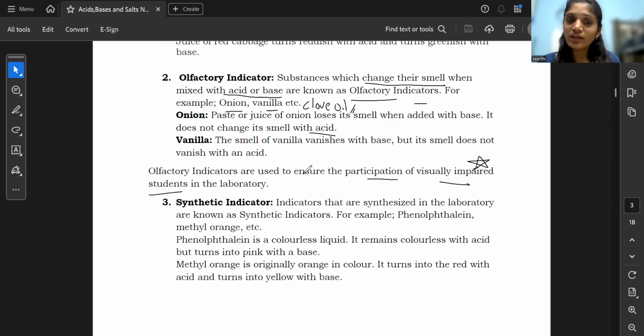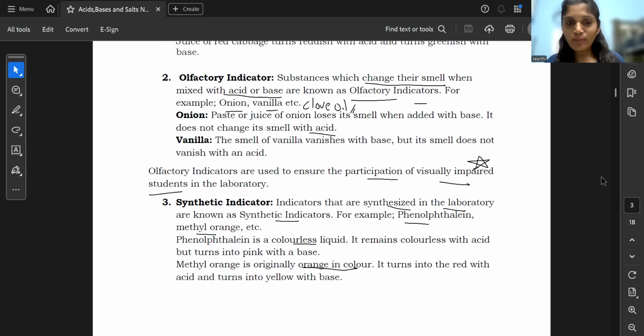Now when it comes to synthetic indicators, synthetic means they are synthesized in the laboratory and we call them synthetic indicators. What are the best examples we have in the syllabus for synthetic indicators? It is your phenolphthalein and it is your methyl orange. Phenolphthalein, naturally it is a colorless liquid. Originally it is colorless. Methyl orange, its natural color is orange. Now we have seen the natural colors. Now in the next page in the table, let us see what color changes they do in acid and what color changes they do in the base. Okay, let us do that now.